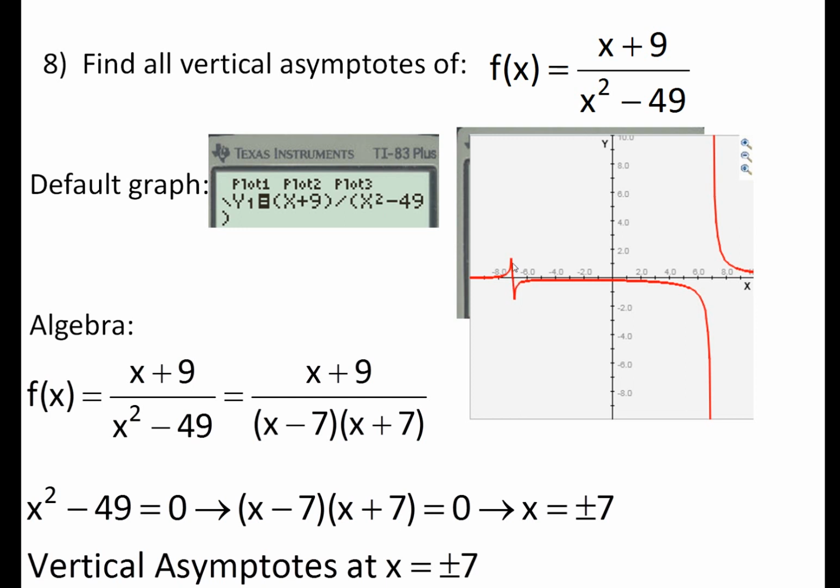As x approaches negative 7 from below, this goes to positive infinity. As x approaches negative 7 from above, it goes to negative infinity. The vertical asymptotes, again, are at positive and negative 7.